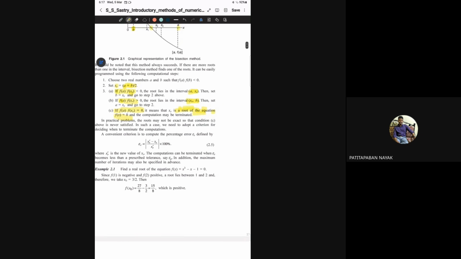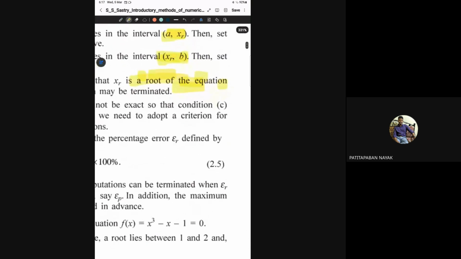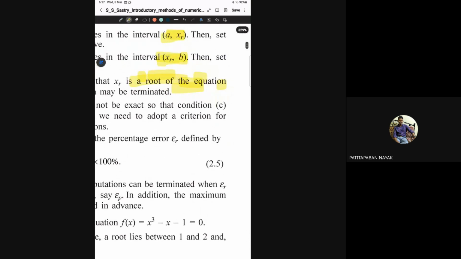f of x is equal to x cube minus x minus 1 is equal to 0. So what will be the value of x?